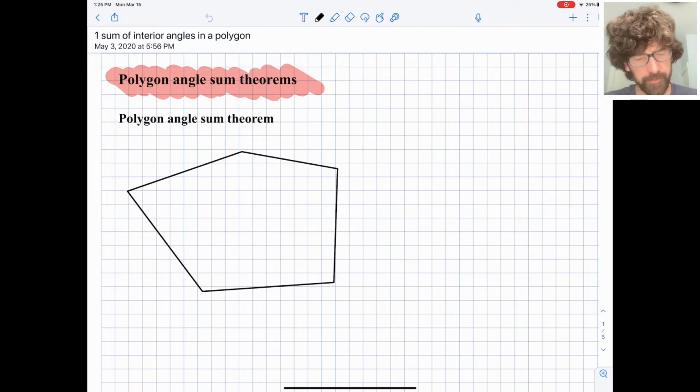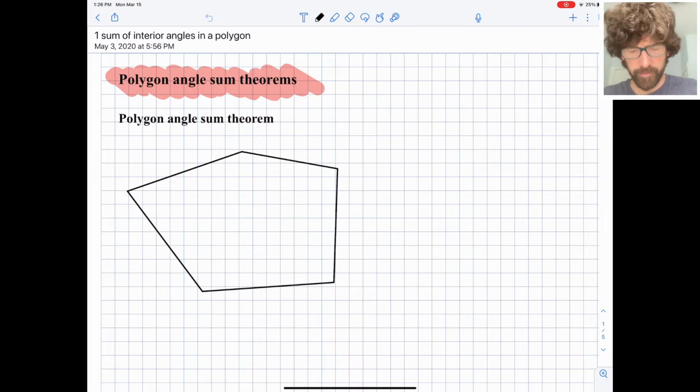All right, this is a video for geometry on the polygon angle sum theorems. We'll start off with an introduction and do a few solved examples. The polygon angle sum theorem is super useful. It allows us to find not necessarily the individual angles in a polygon, but what those angles add up to, what they sum to for a polygon with any number of sides.